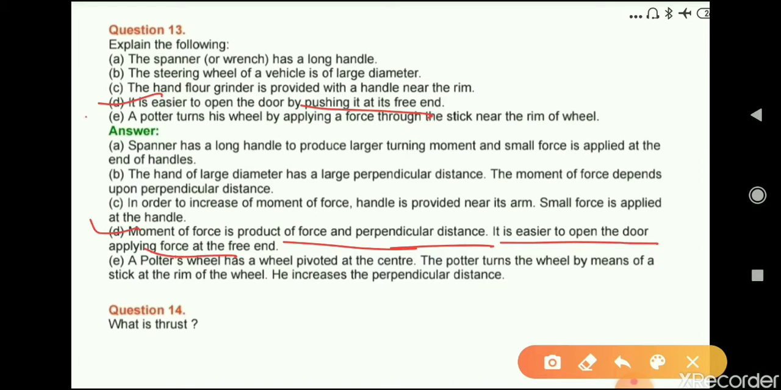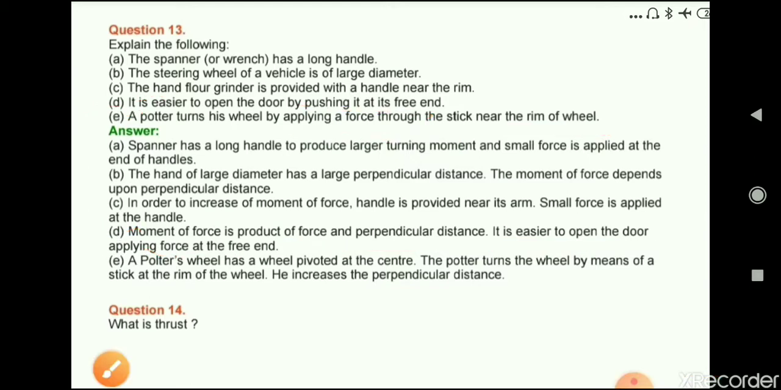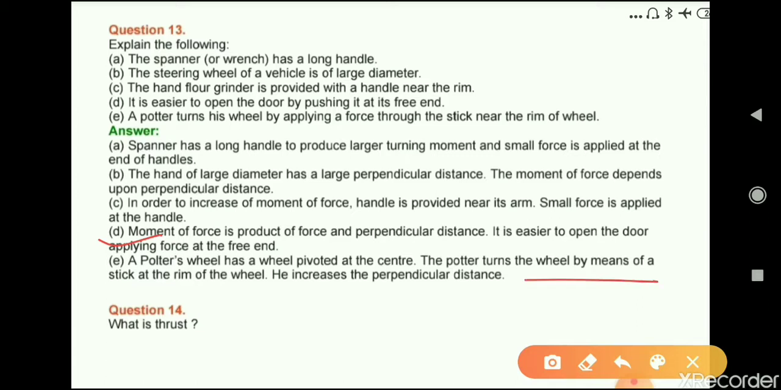Okay. Question number E. A potter turns his wheel by applying a force through a stick near the rim of the wheel. Answer. A potter's wheel has a wheel pivoted at the center. The potter turns the wheel by means of a stick at the rim of the wheel. He increases the perpendicular distance. Again, as the perpendicular distance increases, the moment of force also increases. So by applying less force at the rim, the potter can turn the wheel.